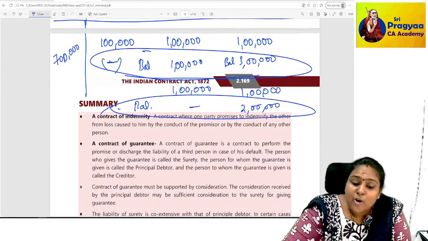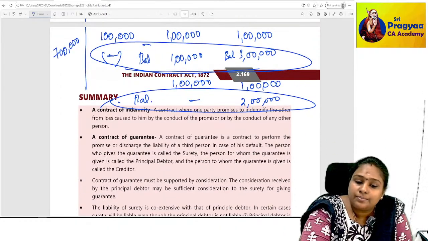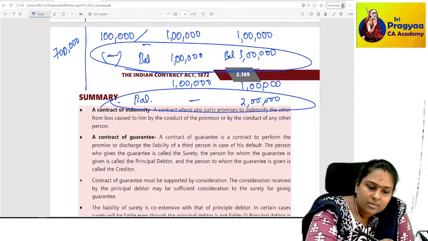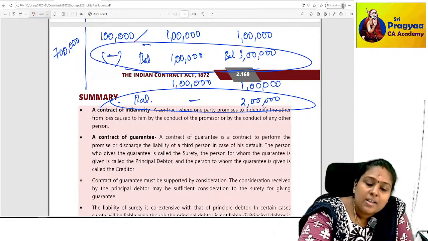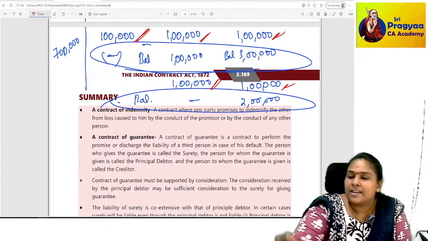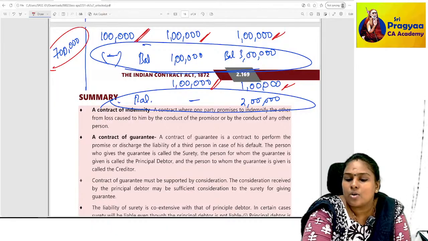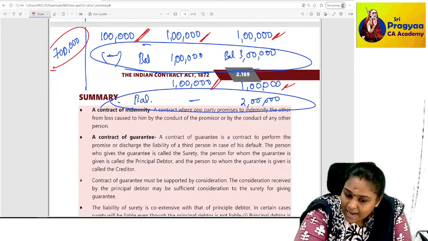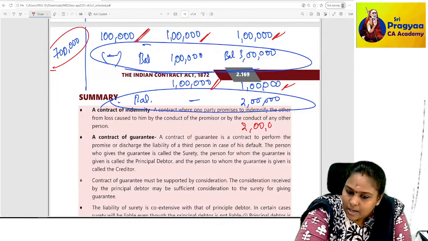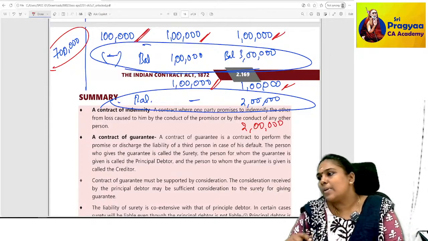Now, what is the balance that we have to settle? 2 lakhs. 1, 2, 3, 4, 5. So, total 7 lakhs. How much loss have we settled so far? 5 lakhs. Sir, the balance is 2 lakhs, who will finally come and contribute? C will come and contribute.